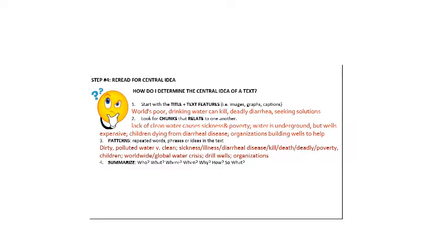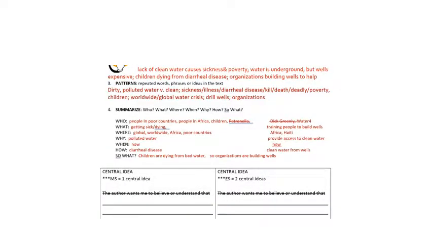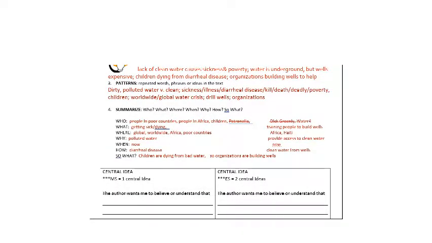So they must be important. We're going to go on to the last step, which is summarizing the who, what, where, when, why, how, and so. And remember that our central idea is really like a super summary of the big ideas in the text. So using this as a framework will help us get to our central idea. Really what we want to do is get all of this into one statement of a central idea.